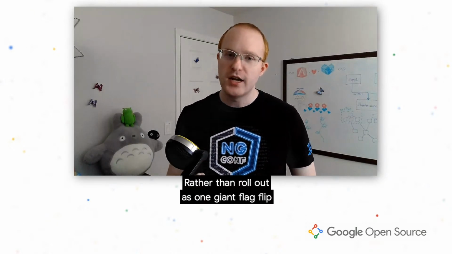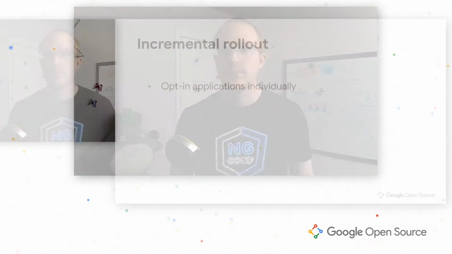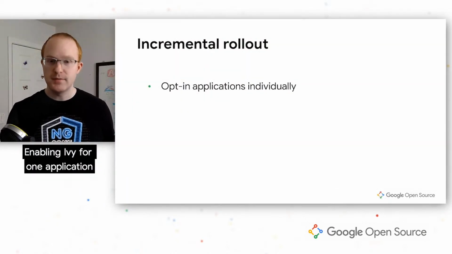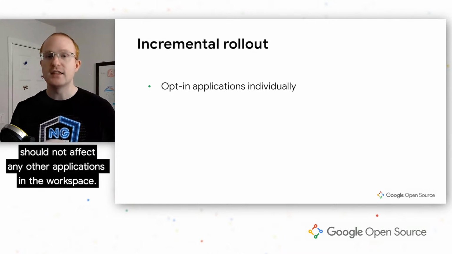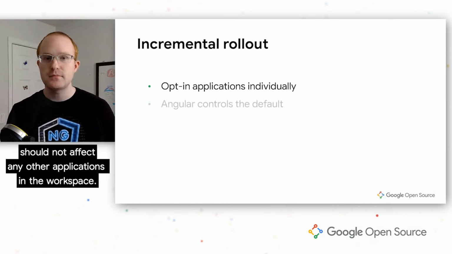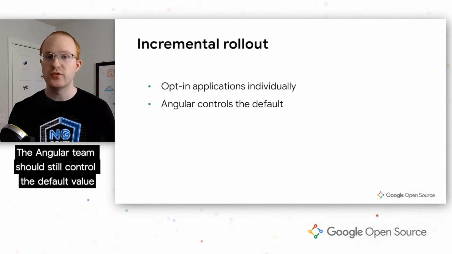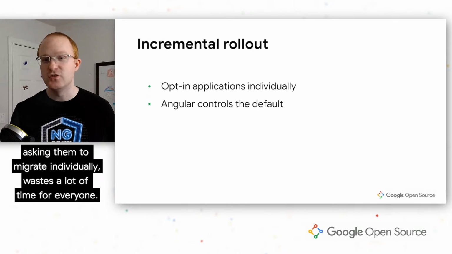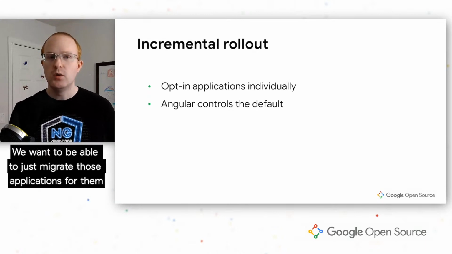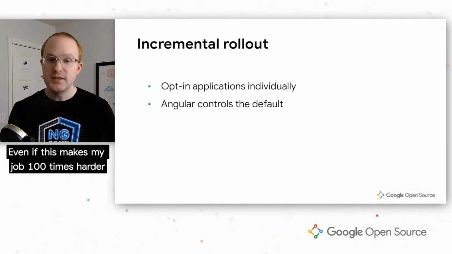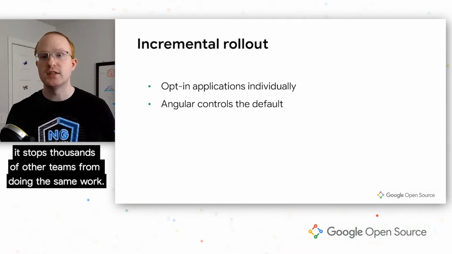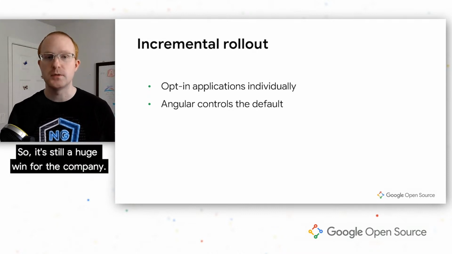Rather than roll out as one giant flag flip, we want to roll out incrementally. Specifically, applications should be able to opt into Ivy individually. Enabling Ivy for one application should not affect any other applications in the workspace. The Angular team should still control the default value, because with thousands of applications, asking them to migrate individually wastes a lot of time for everyone. We want to be able to just migrate those applications for them, hopefully without them even noticing. Even if this makes my job 100 times harder, it stops thousands of other teams from doing the same work, so it's still a huge win for the company.